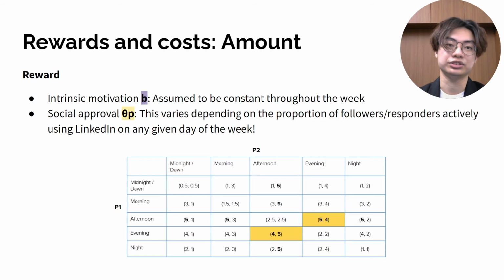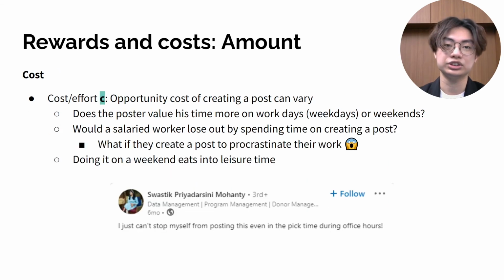What about the values of these rewards and costs? We assume intrinsic motivation to be constant throughout the week. Social approval varies depending on the total outreach from posting on LinkedIn on any given day of the week. As discussed previously, we find that the two natural equilibria take place at the two periods with the greatest outreach. For simplicity's sake, we will assume that the posters are split equally across the two equilibria, and we will take the average outreach. As for costs, the opportunity cost of creating a post can vary.